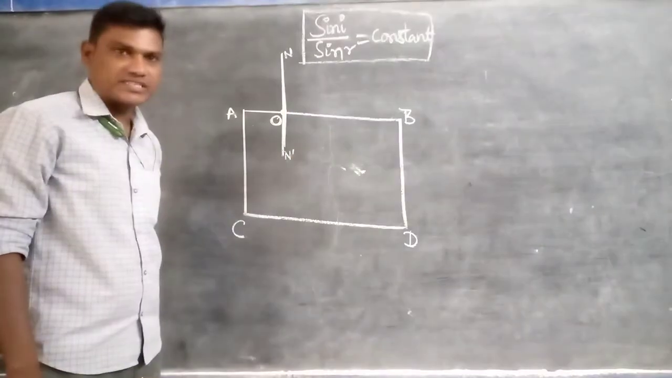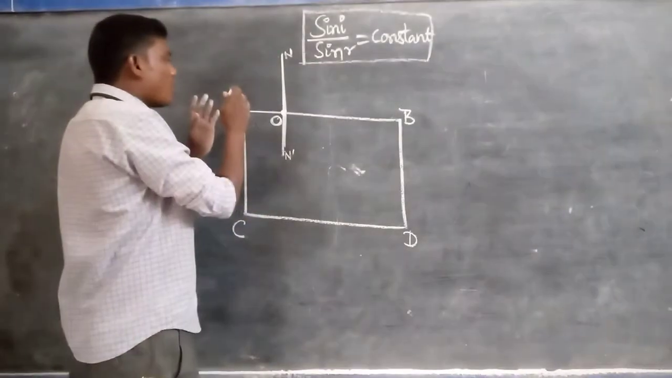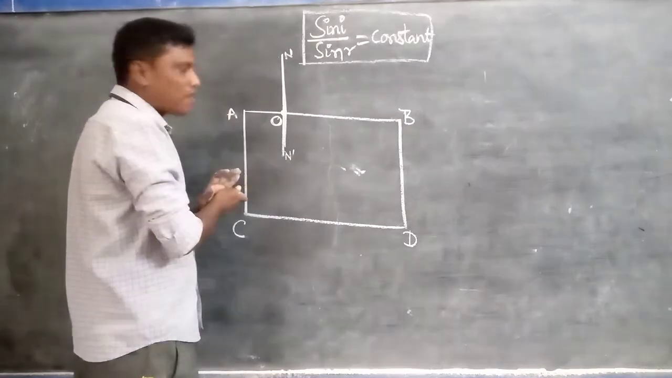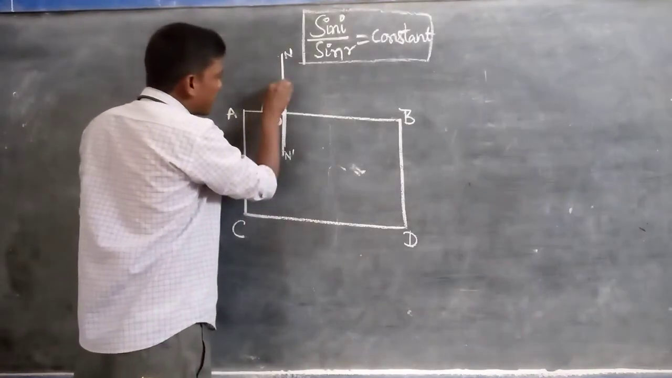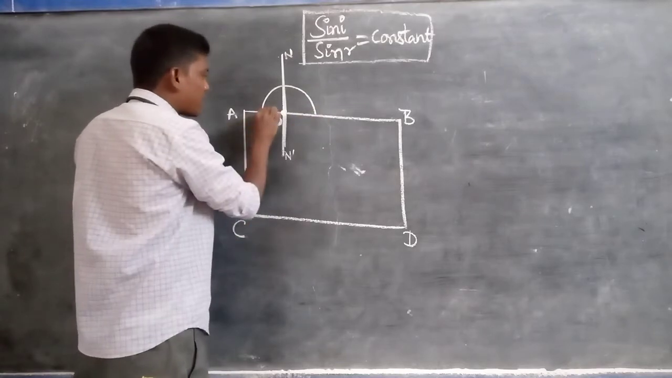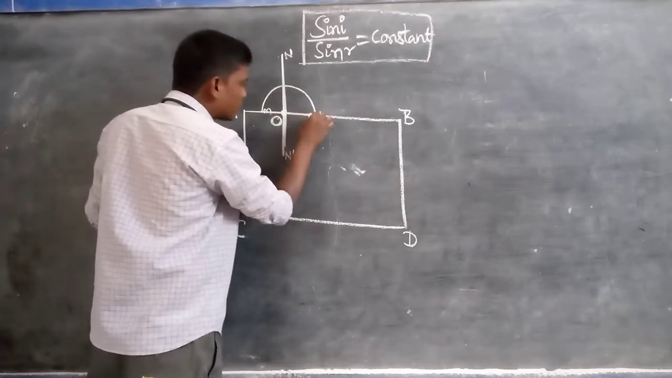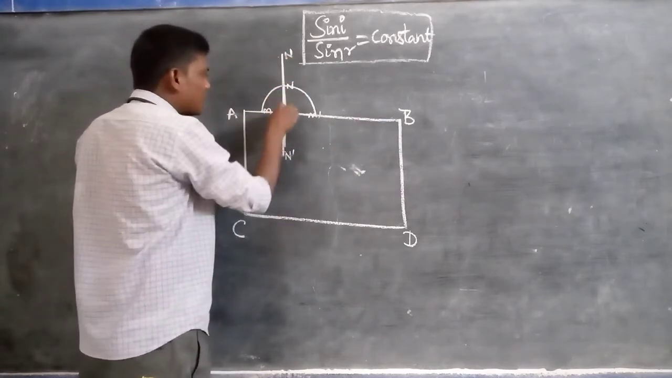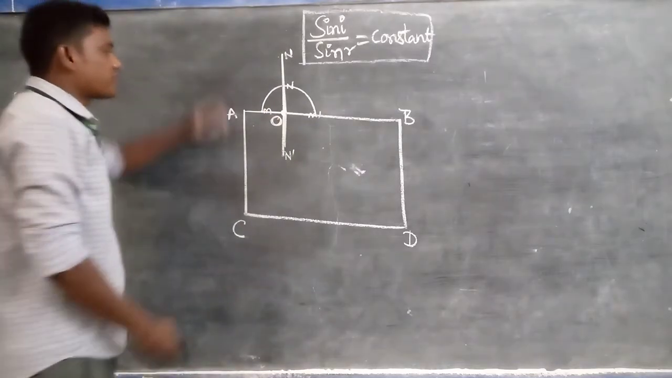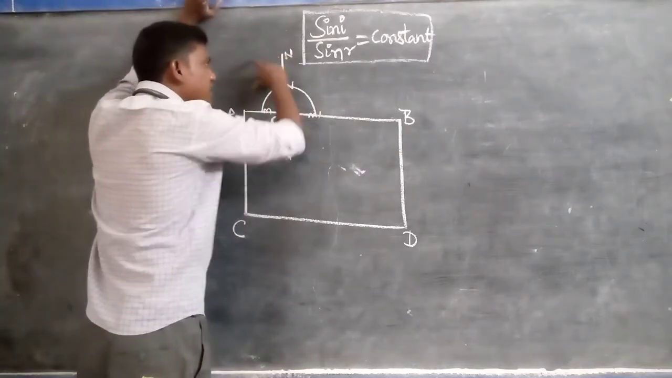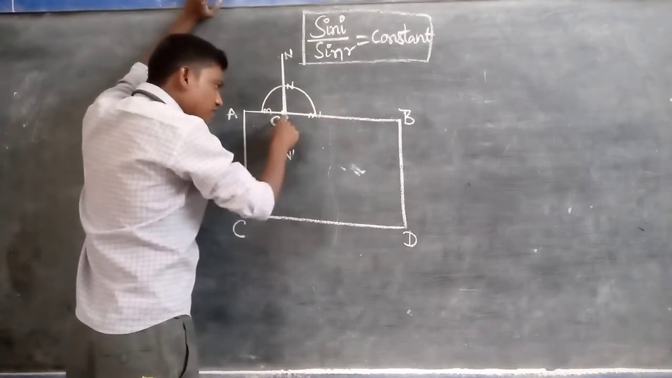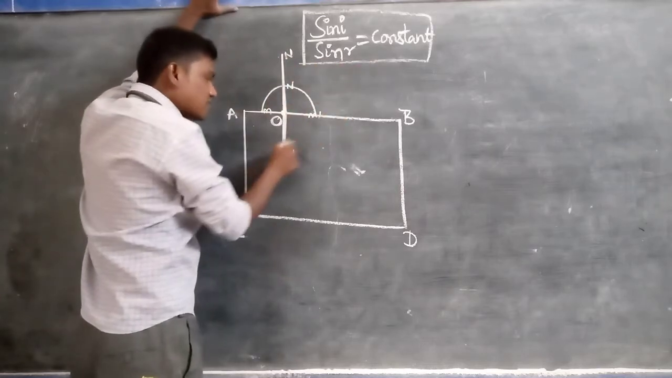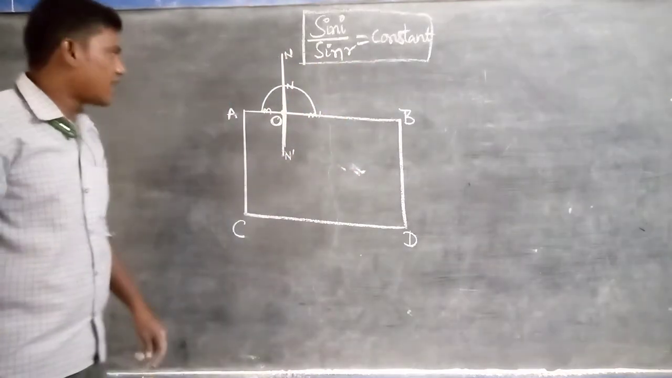O is the point of intersection for N dash and AB. Now we draw an incident ray by using a protractor. We place the protractor like this: M dash of the protractor exactly coincides with AB, and N on the protractor exactly coincides with the normal. Here you are observing that ON is the normal for the rarer medium, and ON dash is present inside the slab, so ON dash is the normal for the denser medium of the glass slab.